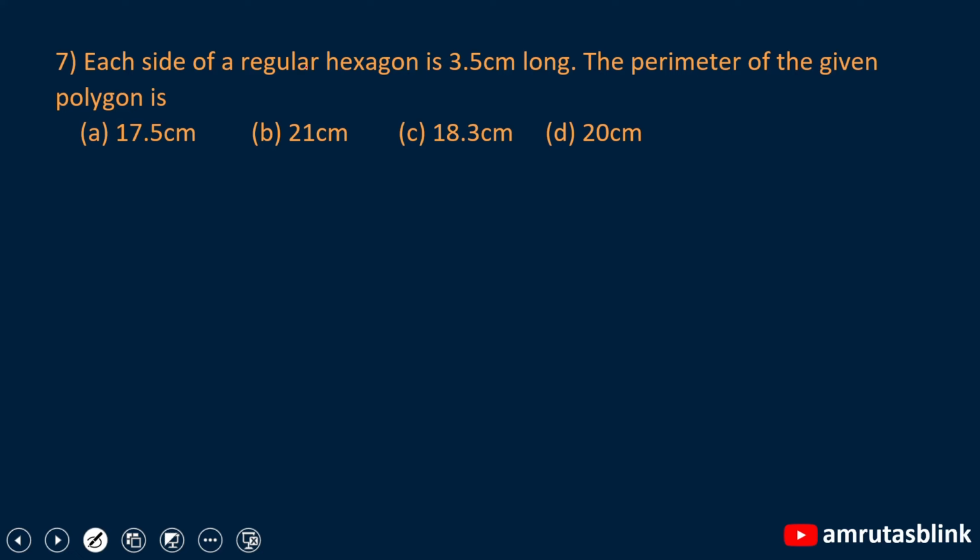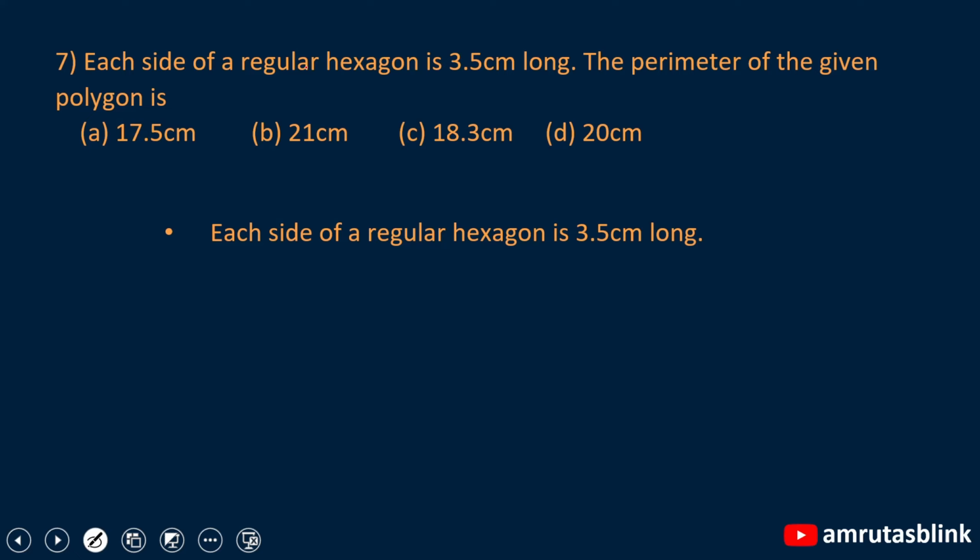Each side of a regular hexagon is 3.5 centimeter long. The perimeter of the given polygon is 17.5 centimeter, 21 centimeter, 18.3 centimeter or 20 centimeter. Now what is the given figure? The given figure is a regular hexagon. How many sides does any hexagon have? Any hexagon will have 6 sides. Now this is a regular hexagon.